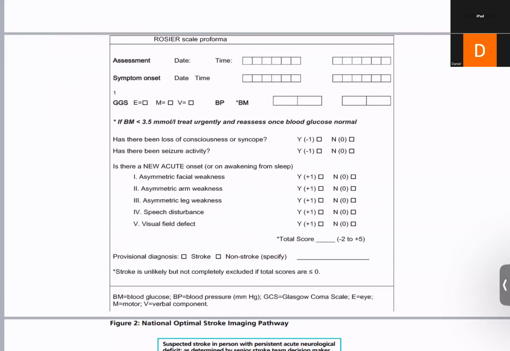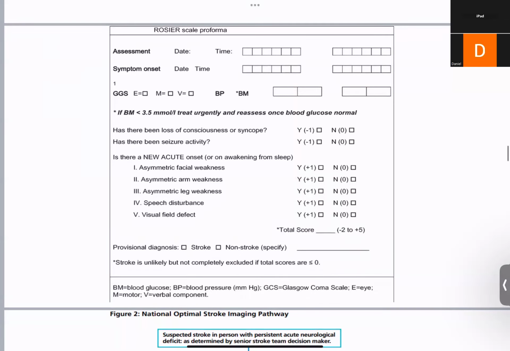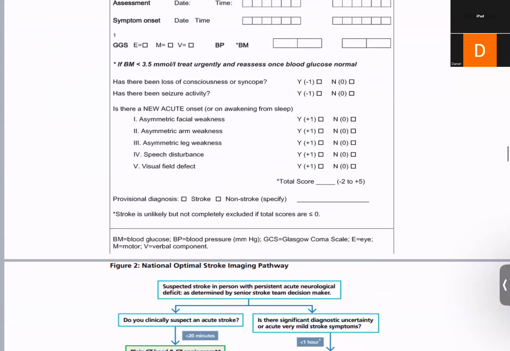So this is the ROSIER scale. Main parameters they have taken are loss of consciousness or syncope and seizure, and if these are present, it is mostly moving away from stroke. And if there is a new onset asymmetrical facial weakness, arm weakness, leg weakness, speech disturbance, or visual field defect, these are points favoring stroke. So based on this, they are proposing whether it can be a stroke or is more unlikely to be a stroke. Even if the total score is one, it comes under stroke and we need to evaluate further.